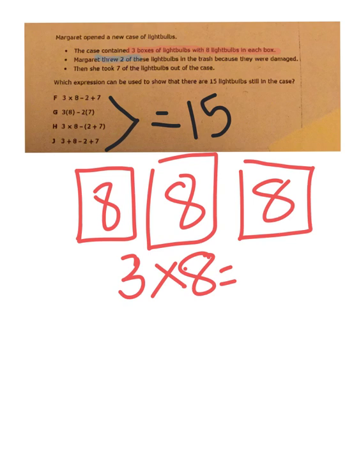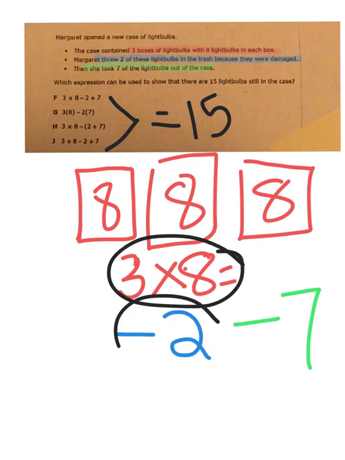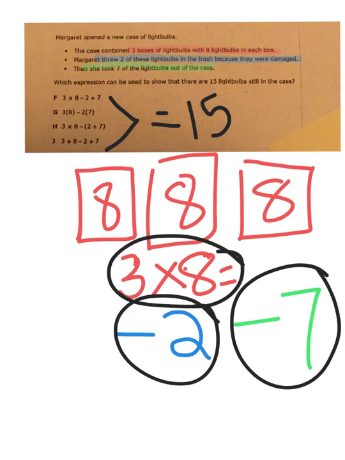Margaret threw 2 of these light bulbs in the trash because they were damaged. So when you throw something away, you are subtracting it. You're taking it away. So there's a minus 2. And the last bullet point, she took 7 of the light bulbs out of the case. So when you take something out of the case, you're also subtracting it. Oops, I'm sorry, that should be a 7. She took 7 out. So I have a 3 times 8, a minus 2, and a minus 7. Those are some of the operations that I should see in these equations.